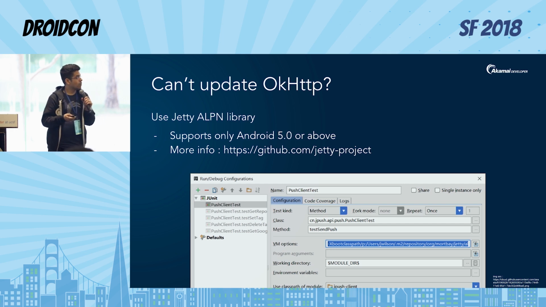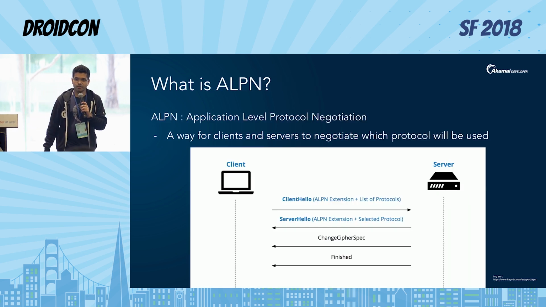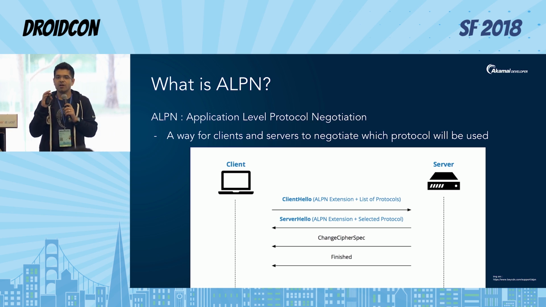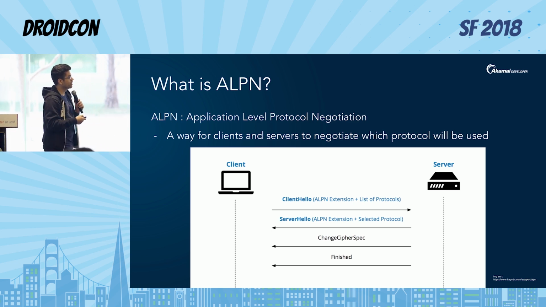Okay. Now, what is ALPN? ALPN is Application-Layer Protocol Negotiation. What that means is before the requests are being sent and received over TLS, there's a handshake between your apps and the servers, or the client and the servers. During the handshake, ALPN negotiates which protocol is going to get used. So this was not available on Android earlier. That's why you need to use Jetty ALPN.